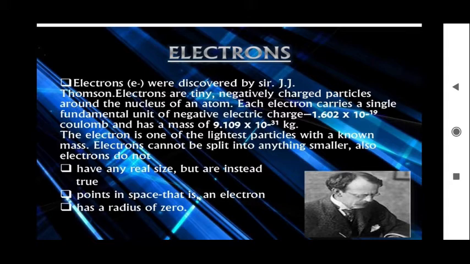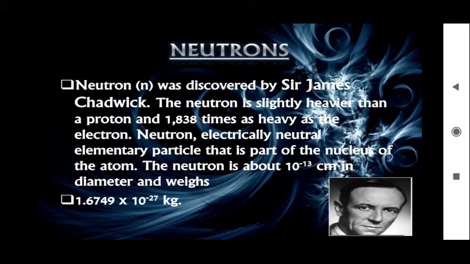Neutrons. Neutrons were discovered by Sir James Chadwick. The neutron is slightly heavier than the proton and 1838 times as heavy as an electron. The neutron is an electrically neutral elementary particle that is a part of the nucleus of an atom. The neutron is about 10 raised to minus 13 centimeter in diameter and weighs approximately 1.6749 into 10 power minus 27 kg.